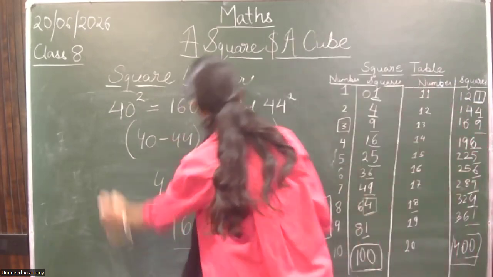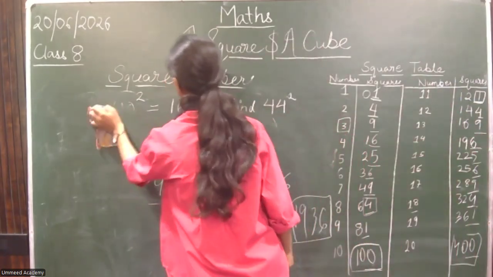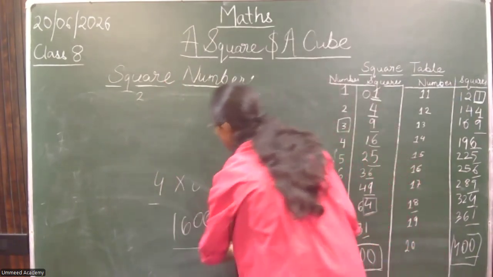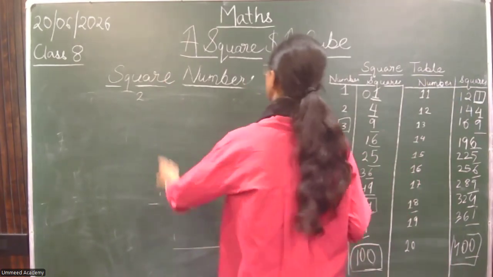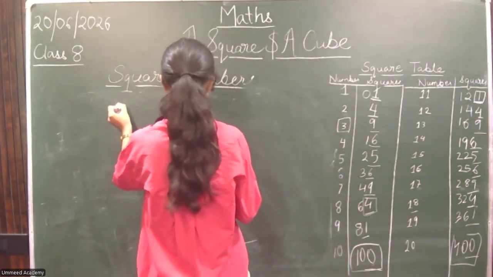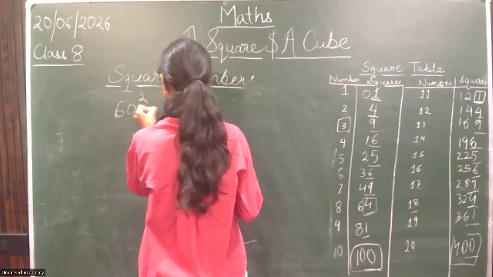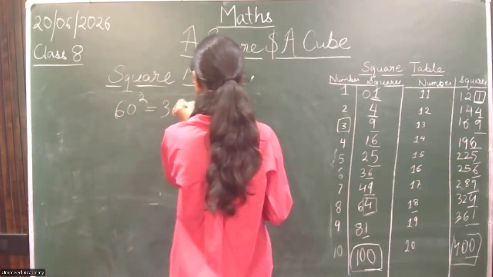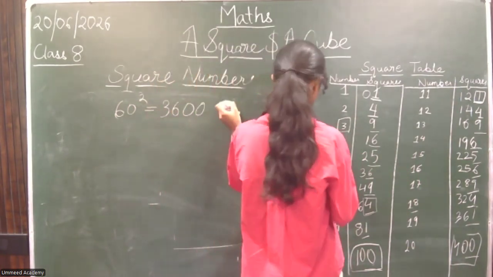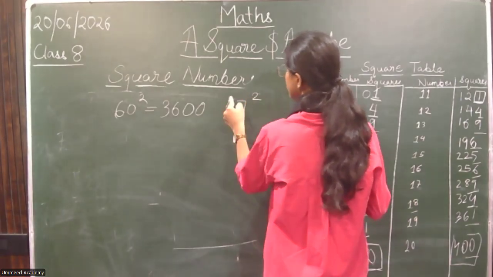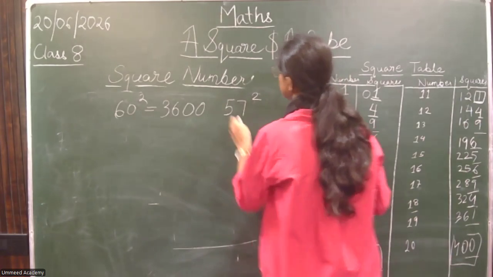Okay, now I'm giving you one question. Do that and tell me. See, we have a question: 60 square is equal to 3600. So find 57 ka square. Quickly, Pulkit, in 2 minutes I want the answer.